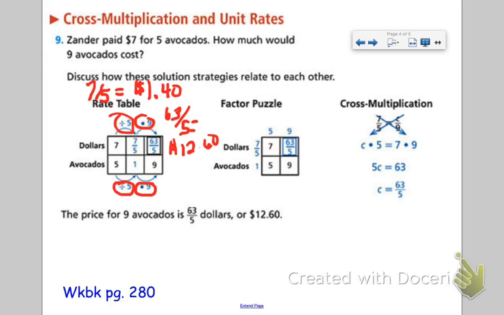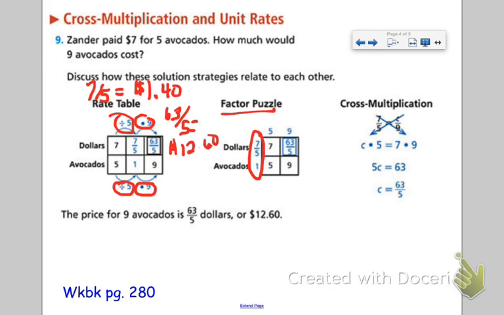Another way would be to figure it out using a factor puzzle. In this strategy, you can see that they already did the unit rate. They figured out that it's $7 for 5 avocados, so that's 7/5 per avocado. And then you'd have to go in and solve the factor puzzle with the fraction. But basically, you'd still have to do 7/5 times 9, giving you 63/5. I'm not a big fan of the factor puzzle.